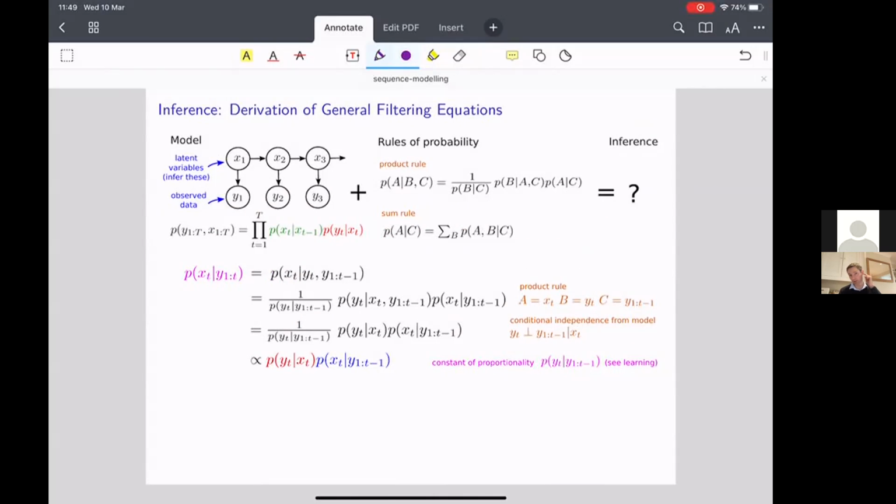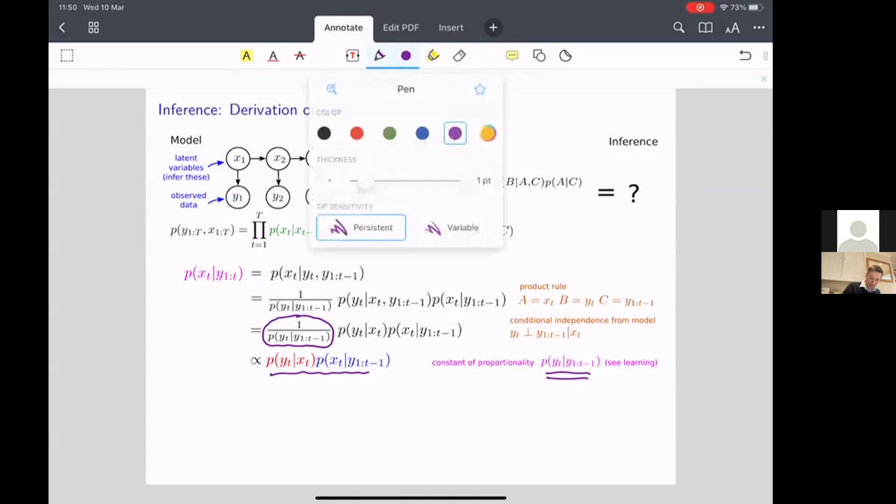Now, one benefit that comes from this more mathematical treatment is the constant of proportionality here. We said we had to normalize this and make sure that everything normalizes. If you compute the normalizing constant after you take this product, that normalizing constant is p of y of t given y1 to t minus 1. And this thing is going to be everything we need to do learning, it turns out, or everything we need to compute the log likelihood. We'll return to that later, but in a nutshell, it gives the log likelihood of the parameters.